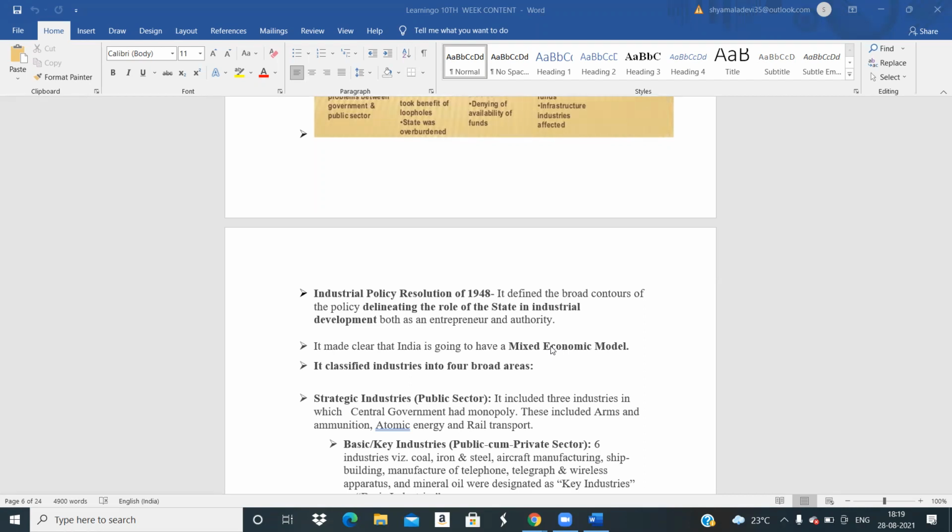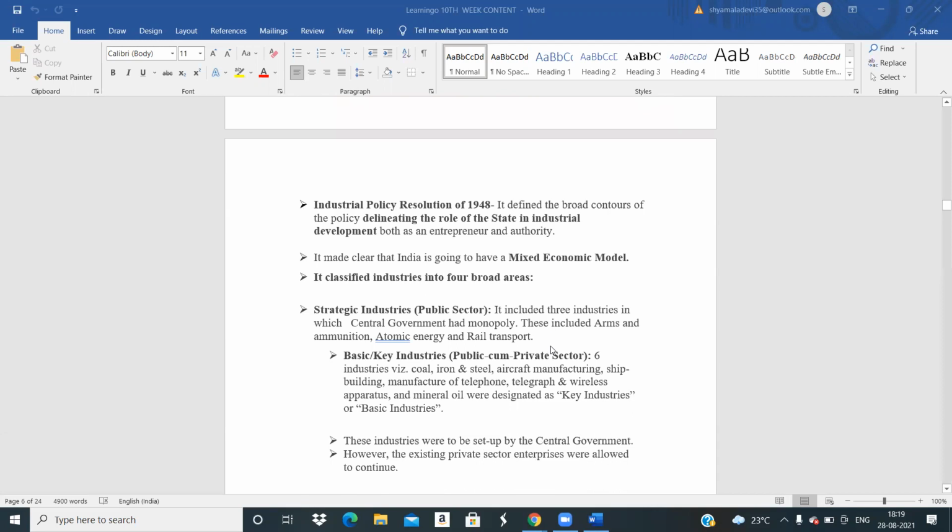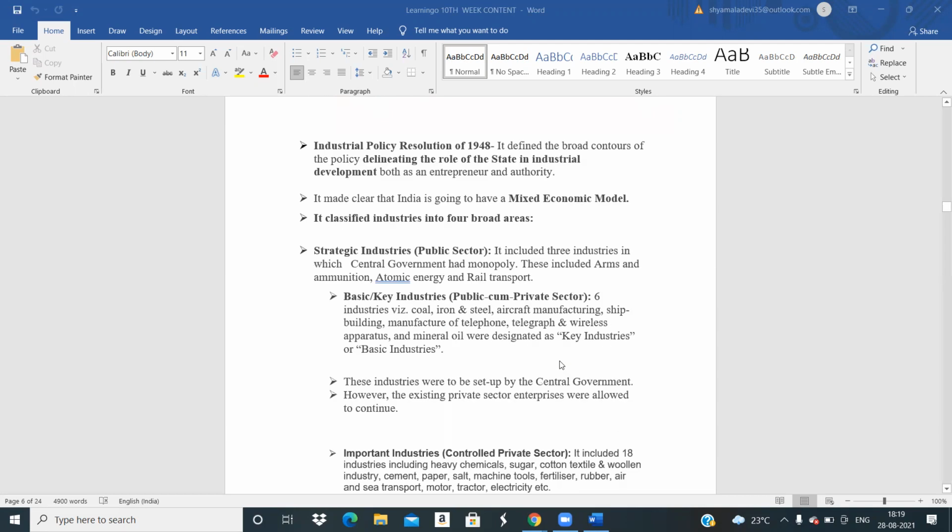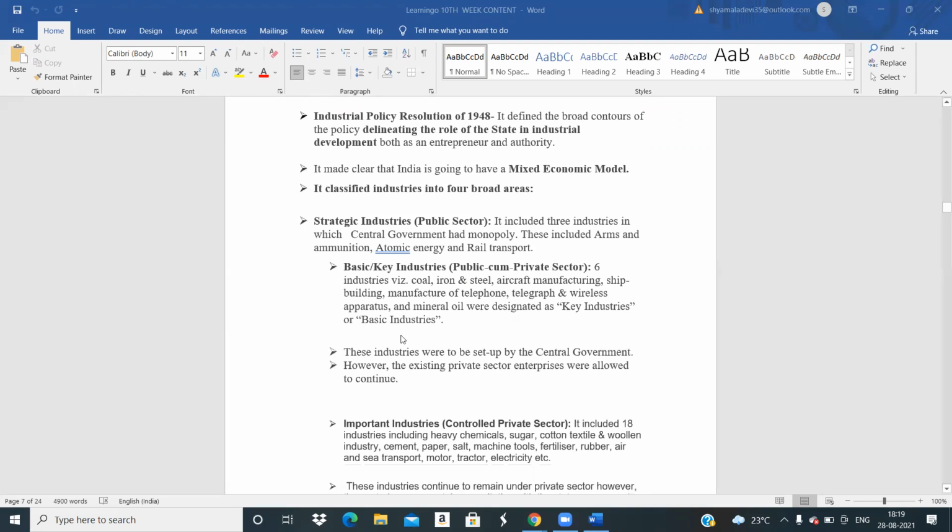So it has divided the industries into broad categories called strategic industries. That is the public sector industries. That is arms, ammunition, atomic energy, and the rail transport. These are called strategic industries because they are very important for the country as such. Atomic energy and rail transport. Basic industries are your iron and steel industry, then aircraft, shipbuilding, manufacture of telephone, telegraph. All these are called the basic industries or the key industries for the development of any country. These will be set up by the central government, but the private sector also will be allowed to continue. If any industries are there, they will also be continuing, but the new industries will be set up by the public sector.